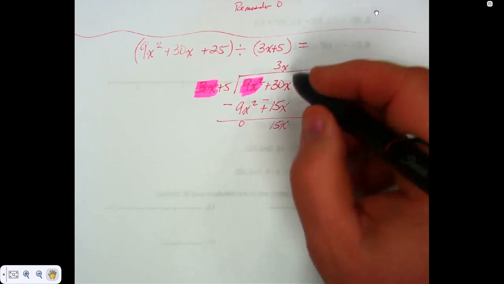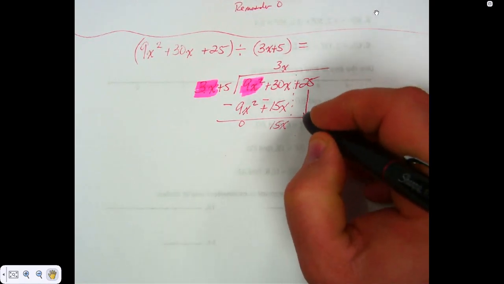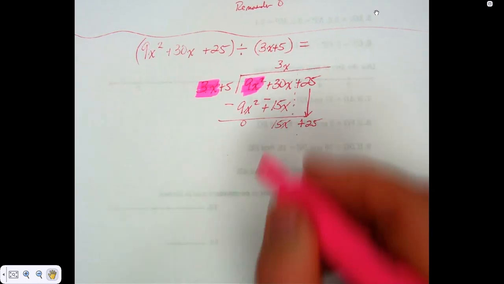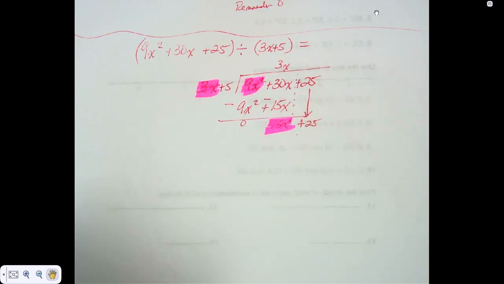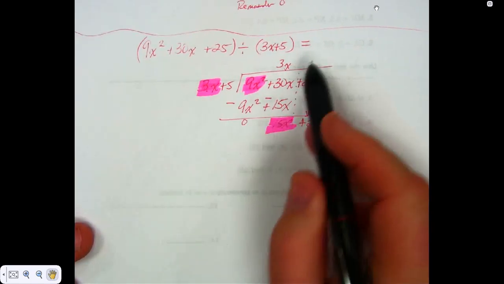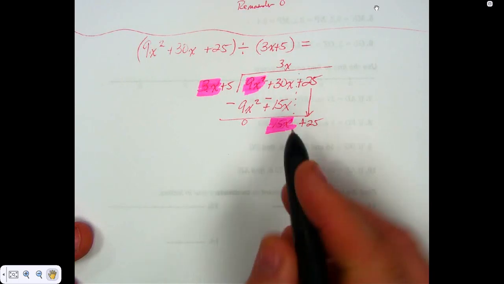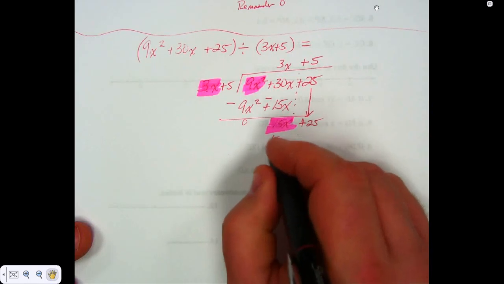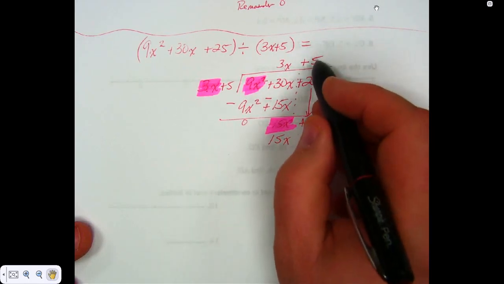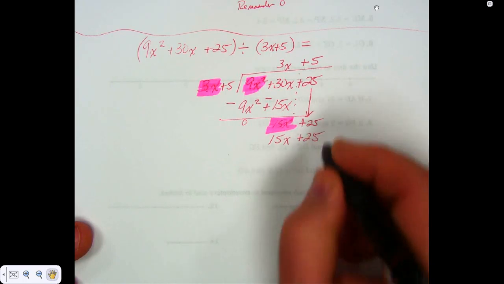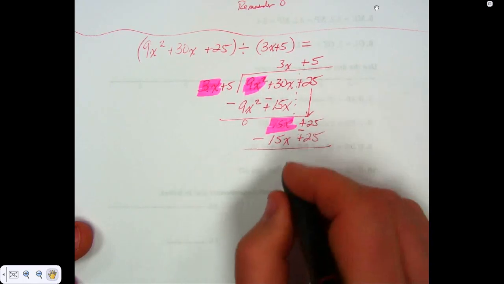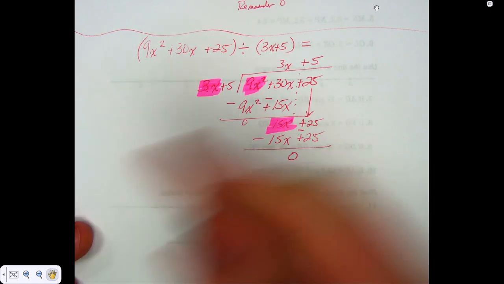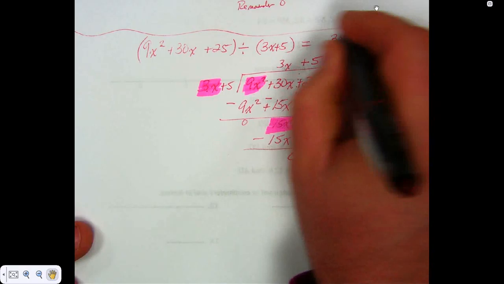What's my next step? I've done this part, so I've kind of worked from here over. So the only thing to bring down is the what? So plus 25. Now again, what do I focus on? The first term when I divide, right? I say 3x times what would give me 15x? So I would put plus what? 5. 5 times 3x is what? 15x. Now I have to keep multiplying through. 5 times 5 would give me a what? 25. Change the sign. What do I get? So is there a remainder? 3x plus 5 is your answer.